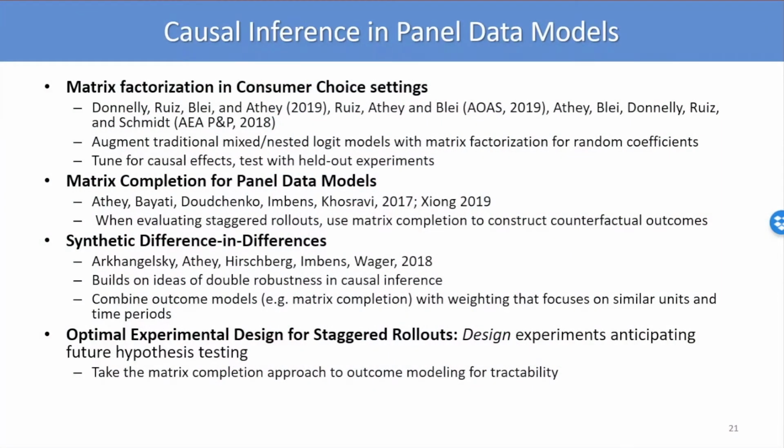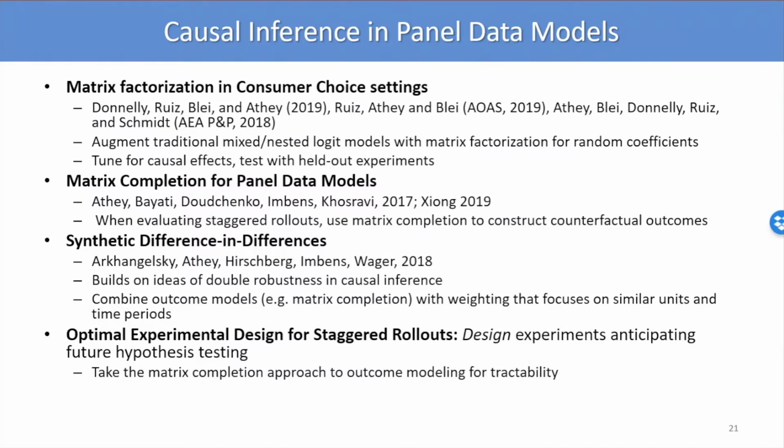We also take these kinds of approaches to simpler settings, for example, where we might have a set of states and we're trying to evaluate the impact of implementing a policy like changing the minimum wage. And in a series of papers, we proposed using matrix completion to construct counterfactual outcomes. And we also have an approach we call synthetic difference in differences, where we build on ideas of double robustness from causal inference and combine outcome models, such as matrix completion, with weighting that focuses on similar units and time periods.